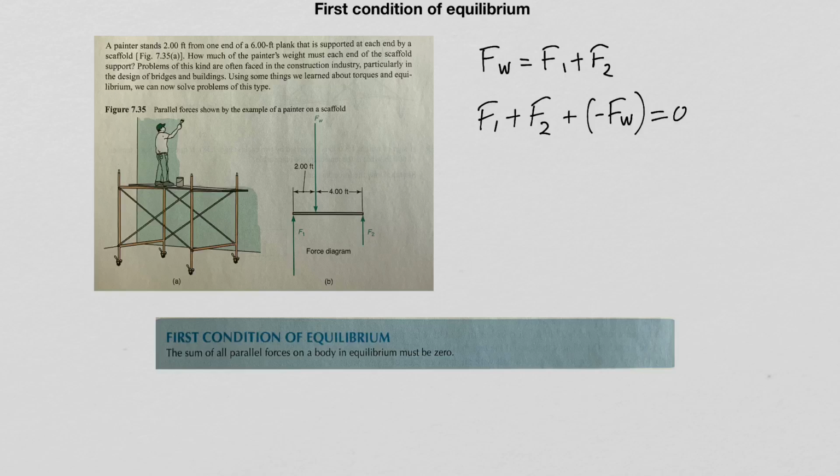And of course, we can also reverse the statement. If the sum of all parallel forces acting on a body is 0, that means that this body is in equilibrium.